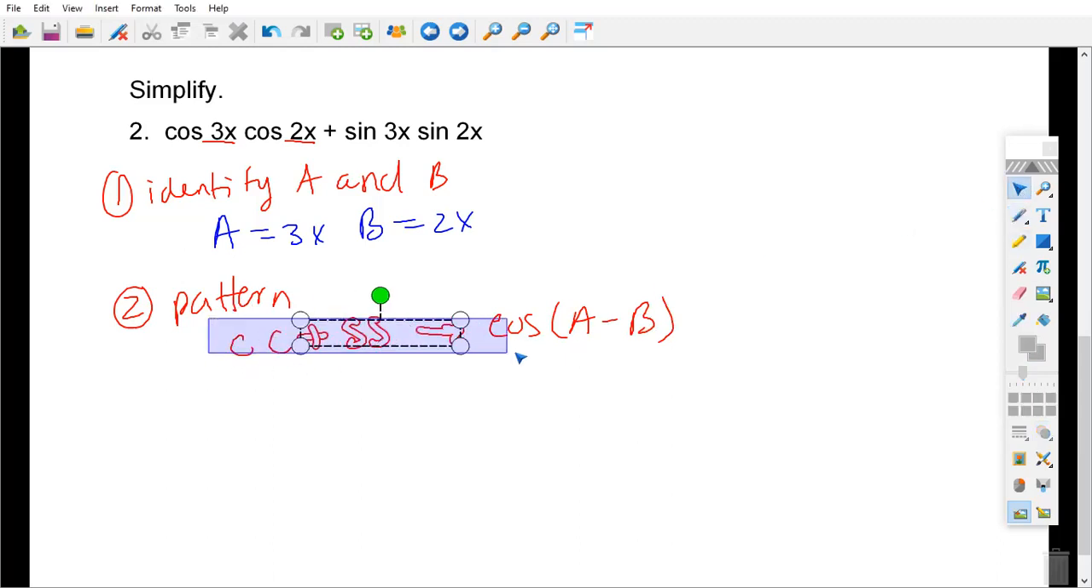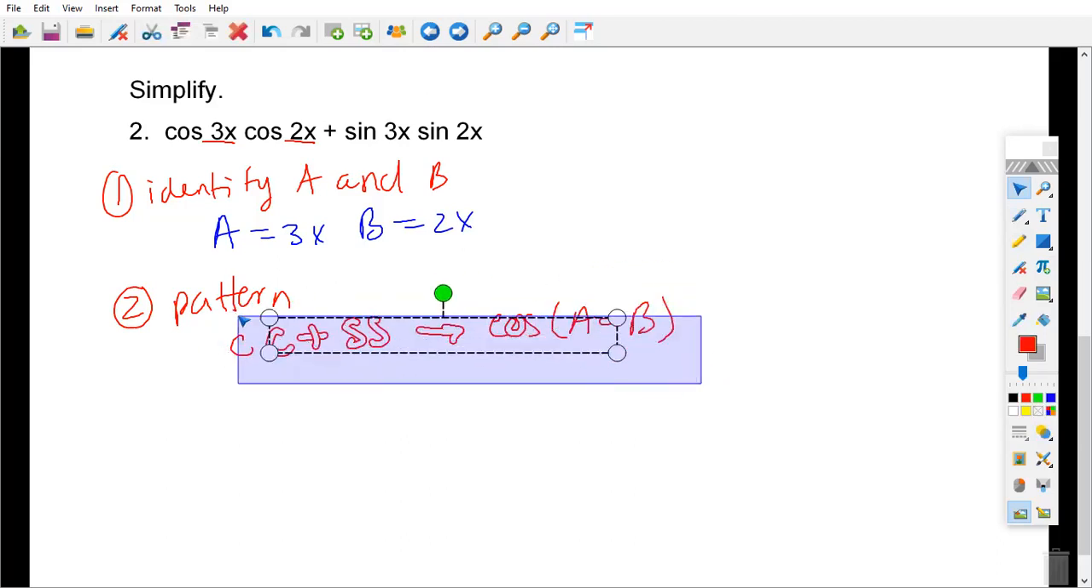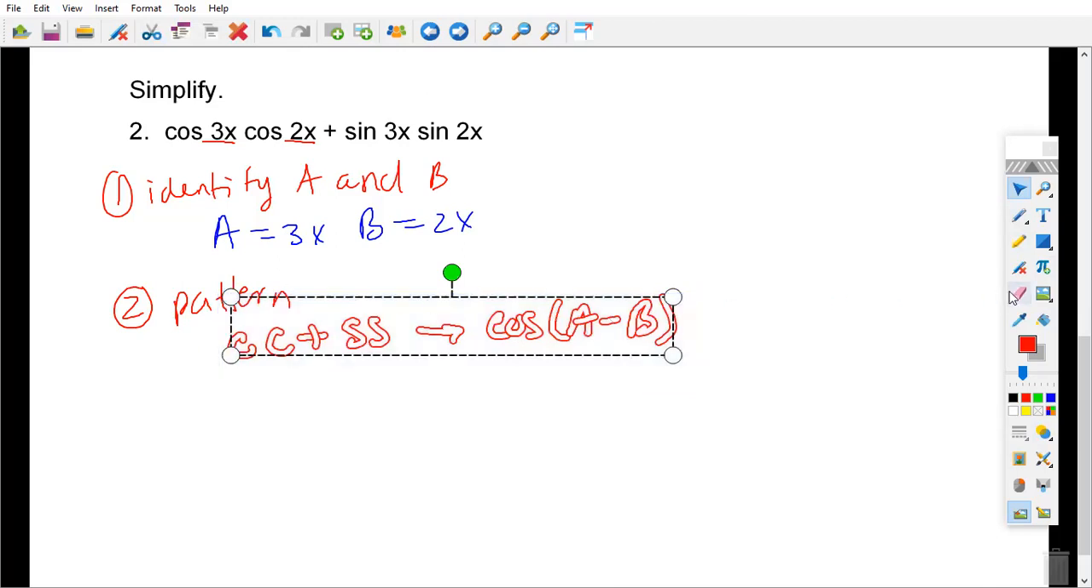I meant for this to be blue. Oh, so it's just kind of like. Mm-hmm.